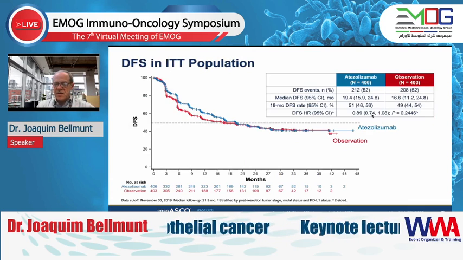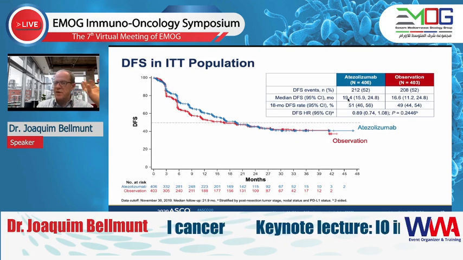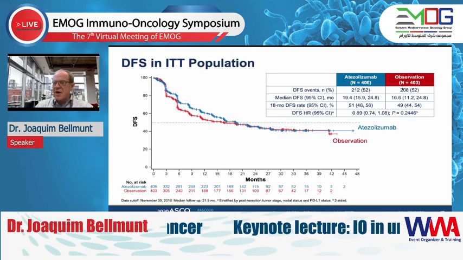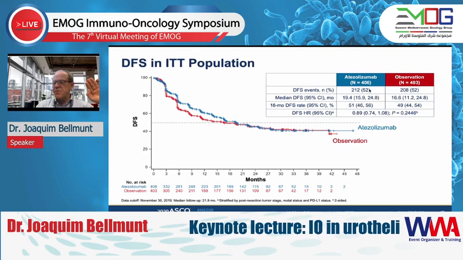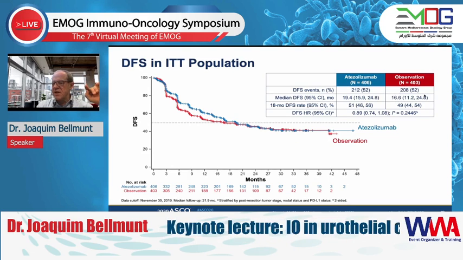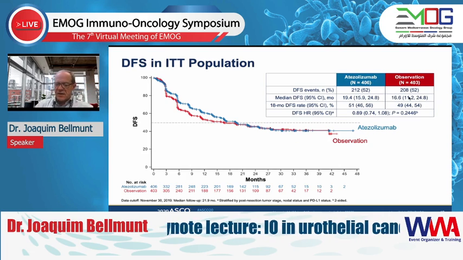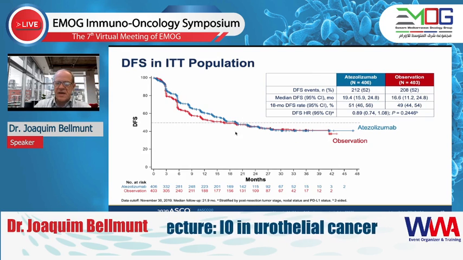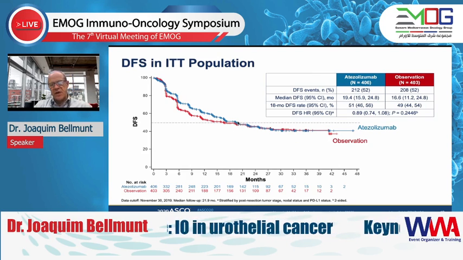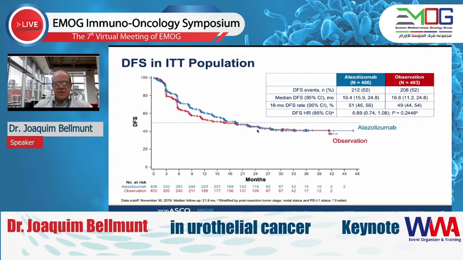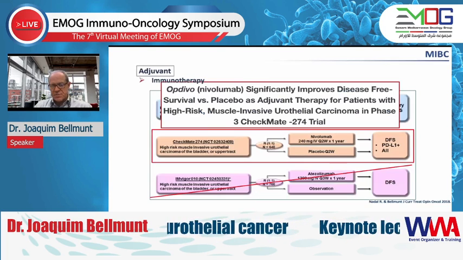We can see here the DFS 19.4 months, and remember this number because it's quite similar to the nivolumab study. Observation 16.6 months. You can see here pretty close, and this is what is completely different from the nivolumab trial that we're going to see later on. It seems that there is a benefit in the very beginning in DFS, but then likely here is when the immunotherapy stops doing its effect, so the DFS curves converge.